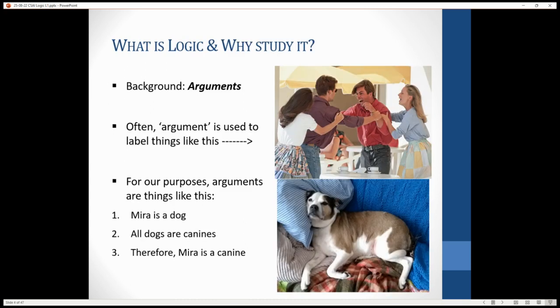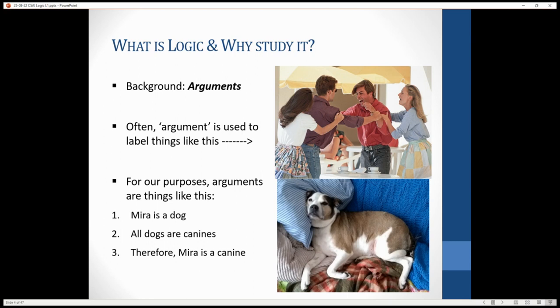Here's a background idea: arguments. Arguments are often used to talk about the thing at the top, right? When you're fighting over exactly how much Chet has to pay for brunch. But that's not really the kind of thing that philosophers, or even people who do AI, are really interested in. For our purposes, when we're after arguments, we mean something like this thing at the bottom.